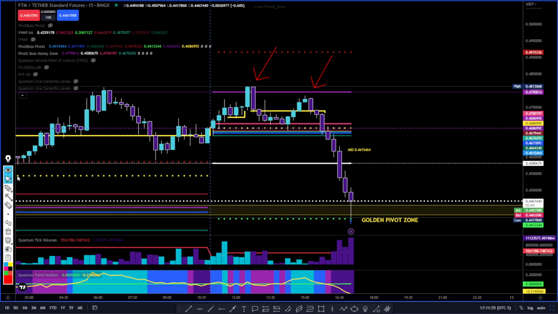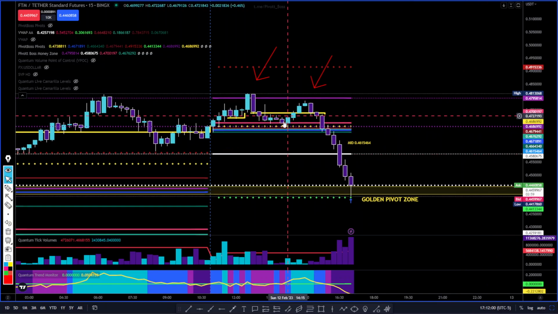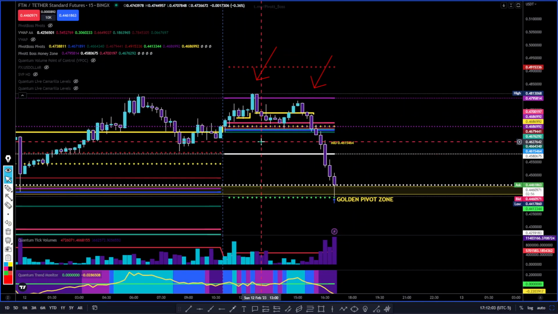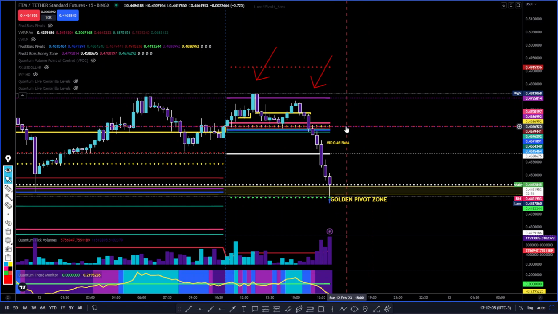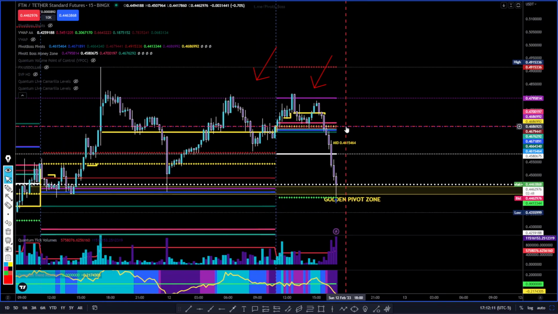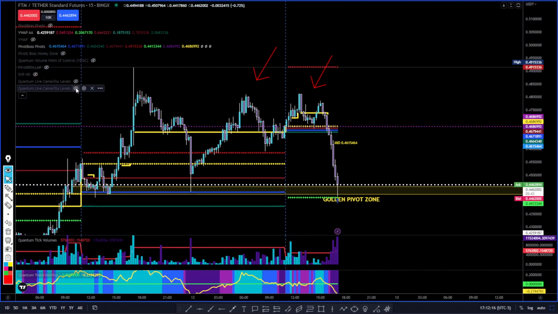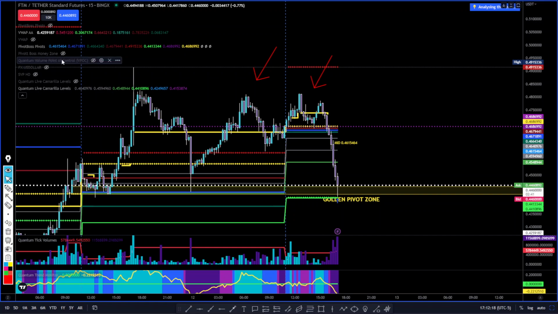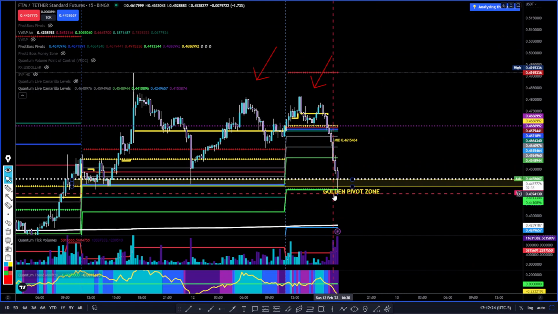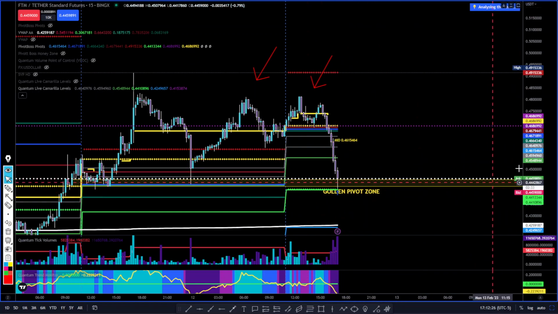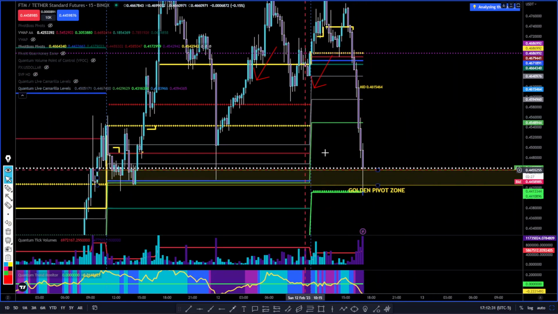Let's see, where is my entries? It's not showing the entry, it's showing here the take profit. But anyway, let me show why this is another Pivot Boss concept. Let me show why I actually set this pivot. You see this right here, golden pivot zone, this yellow line, yellow rectangle that I created. Let me show you why I set this area as my take profit, right?